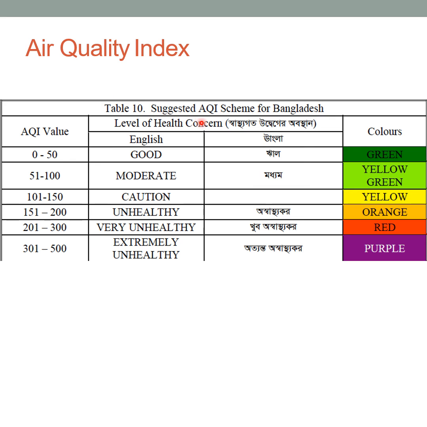This is the air quality index which is suggested for Bangladesh. According to this, when the air quality index is 0 to 50, it is termed as good and will be expressed by green color. If the air quality index is 51 to 100, it is termed as moderate and it will be expressed as yellow-green color. Similarly, if the air quality index is 301 to 500, it is extremely unhealthy and will be expressed by purple color.